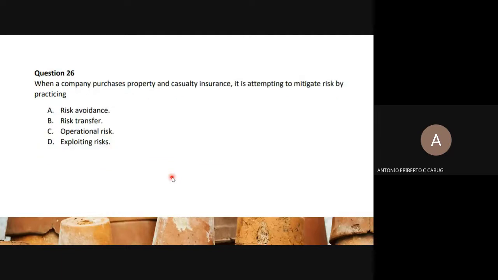Okay, 20 seconds for this one. When a company purchases property and casualty insurance, it is attempting to mitigate risk by practicing what kind of response? Okay, you may answer. Okay, enter. So, buying an insurance is an example of a risk transfer. The correct answer is letter B, risk transfer.